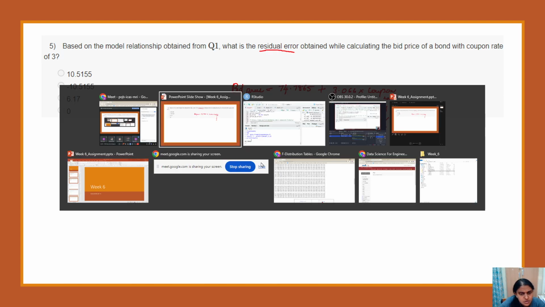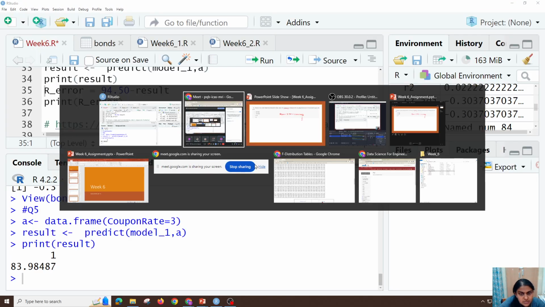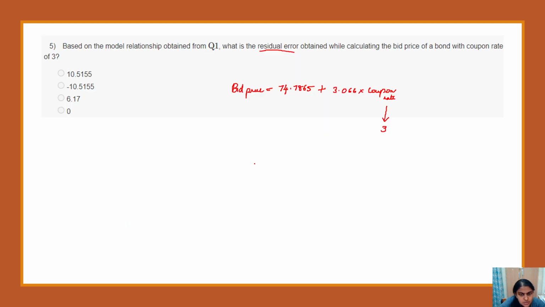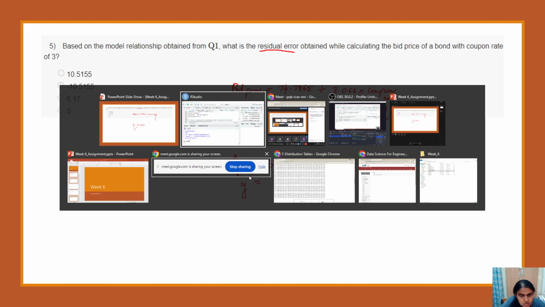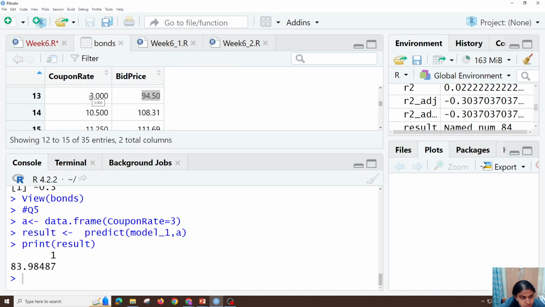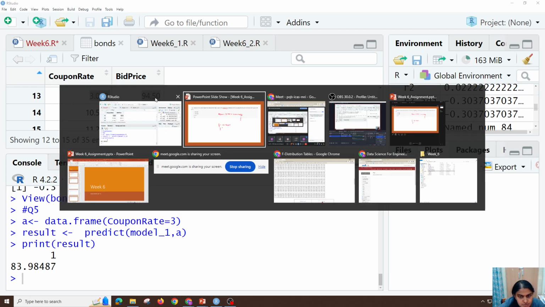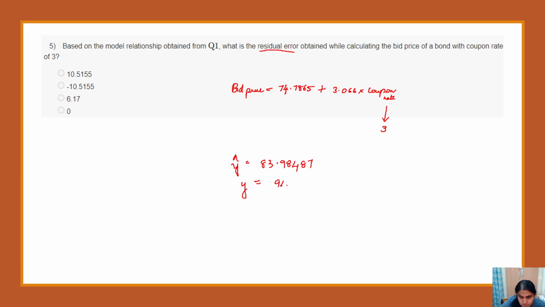In the question we are asked for the residual error. Right now we got the answer 83.98487. That is the value we got when coupon rate was 3. So this is the predicted value, and the original value we can obtain from the data. At 3, it is given as 94.50. So for the residual error, you can subtract and give the answer.